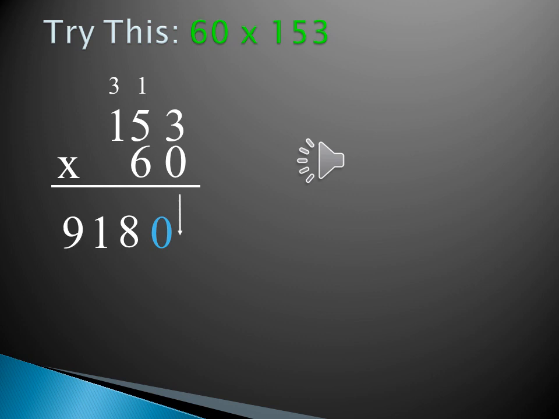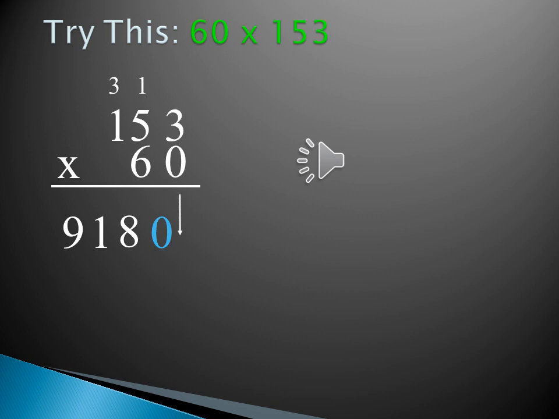Okay, another example, 153 multiplied by 60. When I have 0 down in my second number, first of all, put your 0 down, okay? Then start multiplying the other digit by the same way. Start multiplying 6 by 3. 6 by 3 is, yes, excellent, 18. 8 and carry up 1.